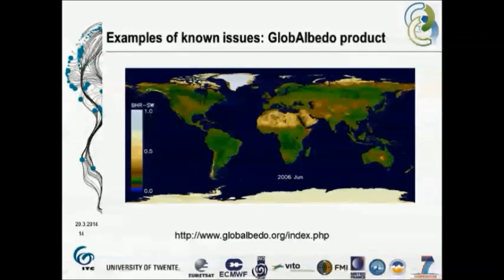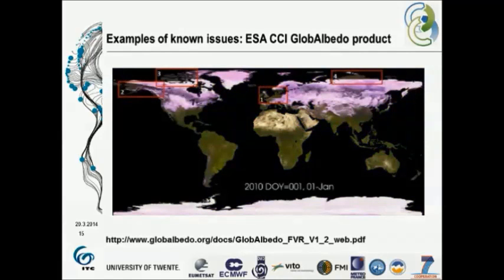and known issues. Here you have the GlobAlbedo product web pages. It is easy to find everything on the pages, and the validation report also. And the validation report is really thorough, and very clear examples are given of known issues. Like here, you have these boxes 1, 2, 3, and 4. Starting with box number 1.